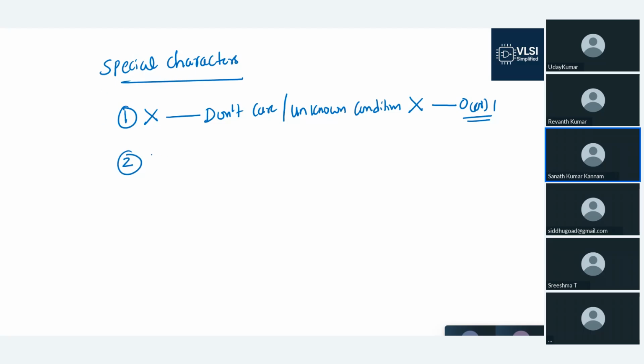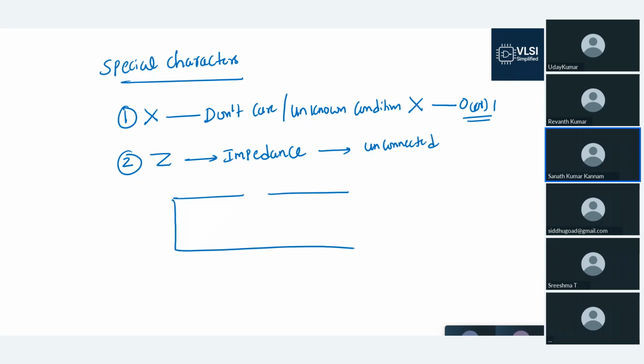And second, you have Z. What is Z? High impedance. Impedance is nothing but just unconnected. Like if you take this one, here this is unconnected or open, which we call high impedance.